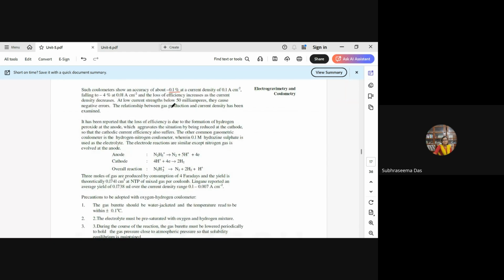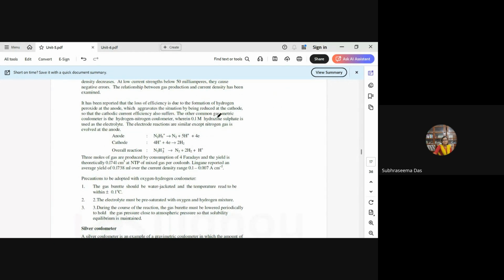It has been reported that the loss of efficiency is due to the formation of hydrogen peroxide at the anode, which aggravates the situation by being reduced at the cathode. So the cathodic current efficiency also suffers.